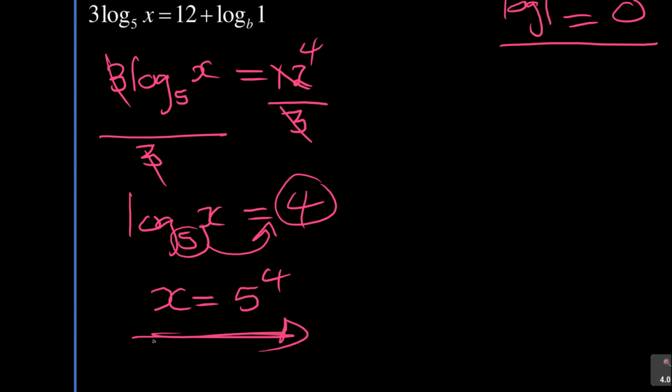You don't have to even go further, or you can get what is 5 to the power 4 and give your answer. I don't know what it is, but it's a big number. I think it's 625 or whatever. But that's how you solve it.